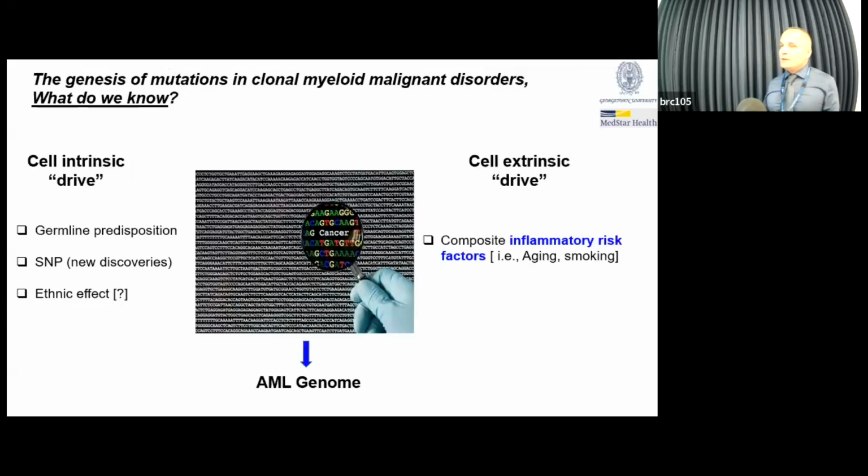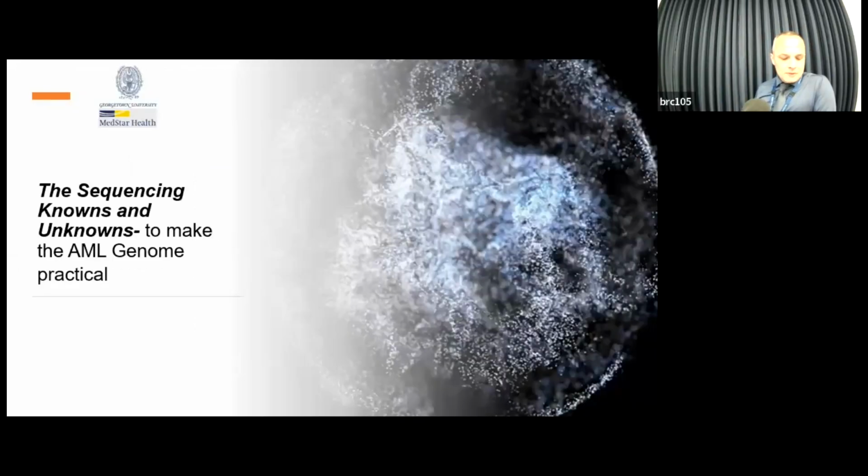So moving a little bit forward to the cell-extrinsic effects that might explain clonal dominance and how clonal evolution happens, from having a totally normal human genome to acquiring clonal hematopoiesis. Remember, clonal hematopoiesis is defined by an allele frequency of more than 2%, followed by initiation of hematopoietic malignancies. Let's talk a little bit about what might be happening in the AML ecosystem. So, the sequencing knowns and unknowns: let's try to make the genome a little bit more practical.